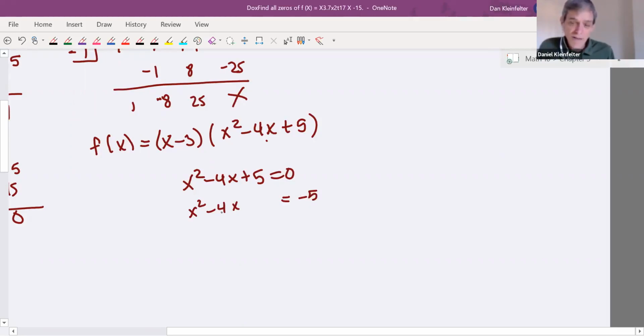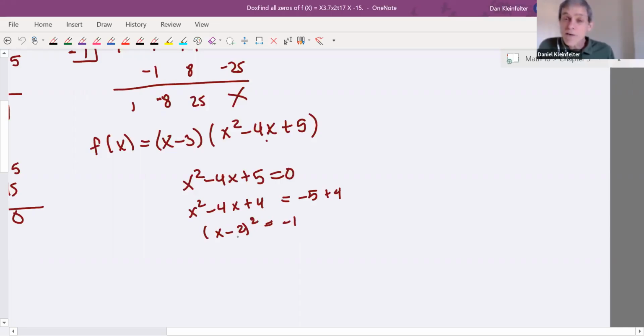So half of negative 4 is negative 2. Negative 2 squared is 4. So we're going to add 4 onto both sides. So then the left side now is a perfect square, so we can factor that as (x minus 2) squared. The right side is just negative 1.